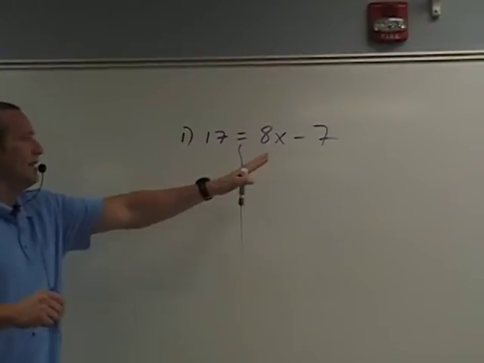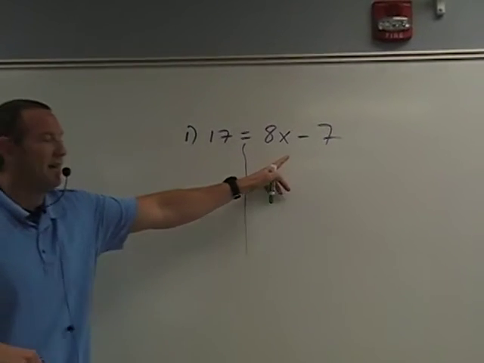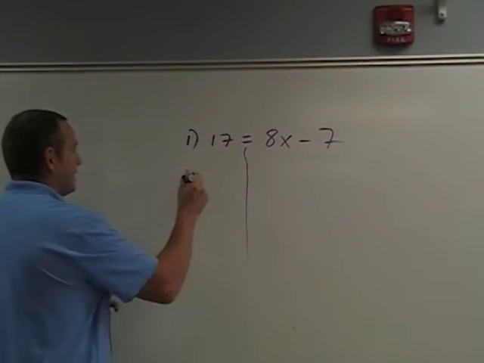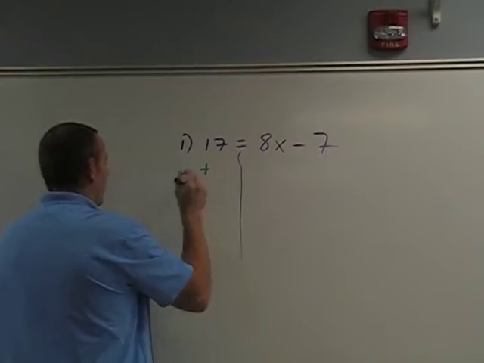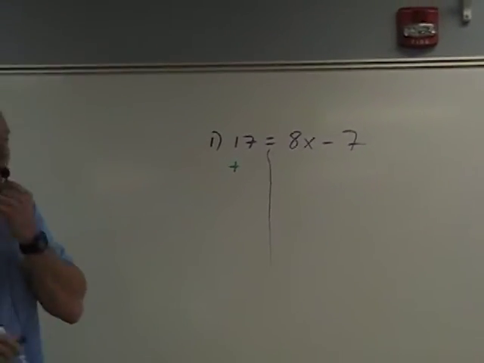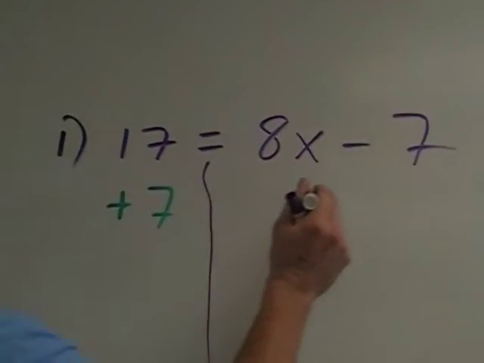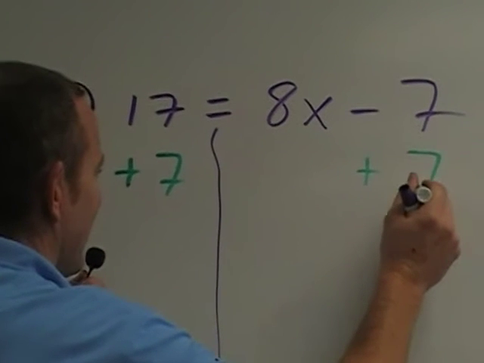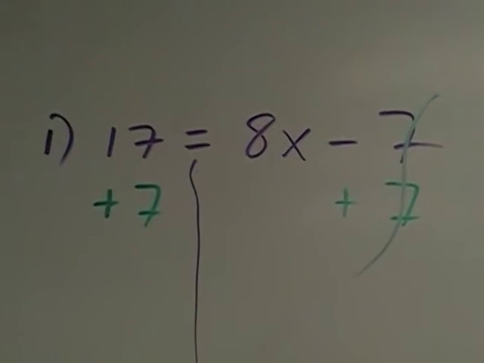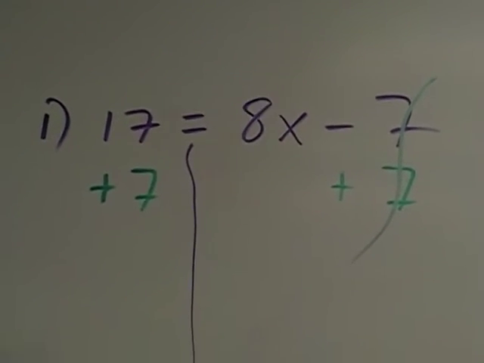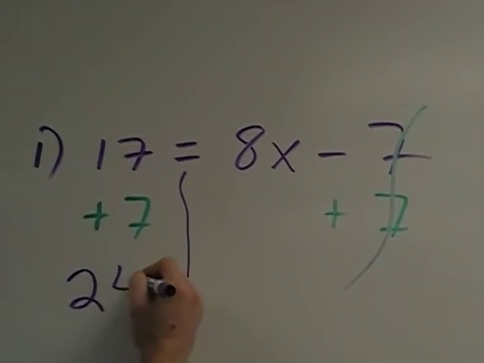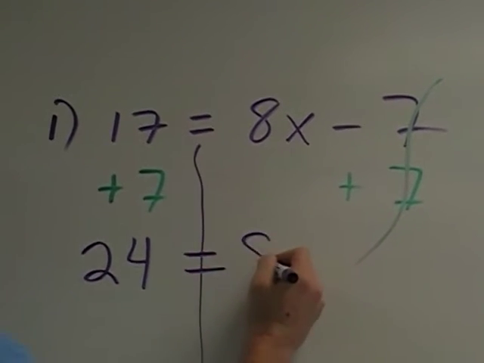Okay, so let's take this negative 7, right? If we want this x by itself, let's add it to the other side. You guys got me? What we do to one side, we always do to the other. Okay, let's do it. I know this is easy for you. Let's add 7 to both sides. This cancels out, right? 17 plus 7 is what? 24. Keep your work neat. We got 24 equals 8x.